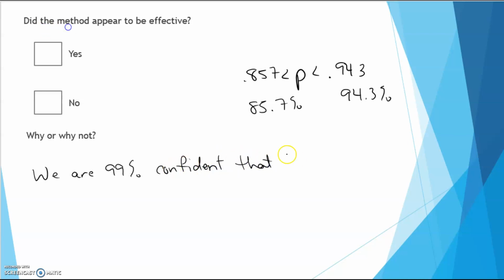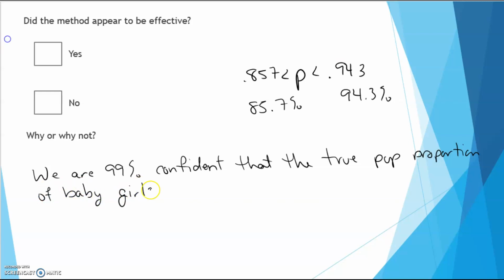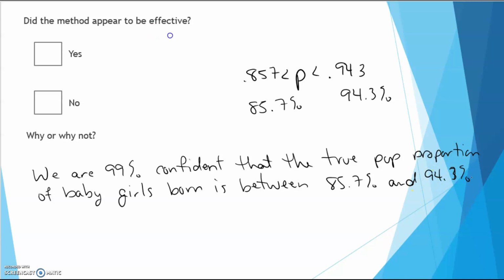that the true population proportion of baby girls born is between 85.7% and 94.3%.